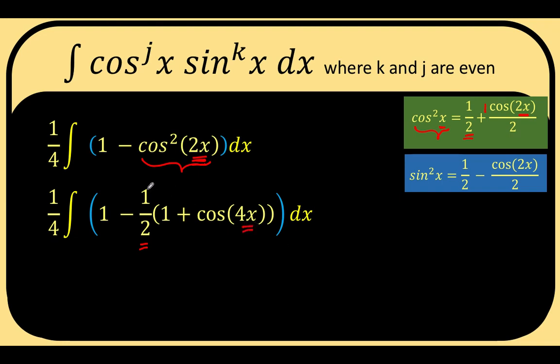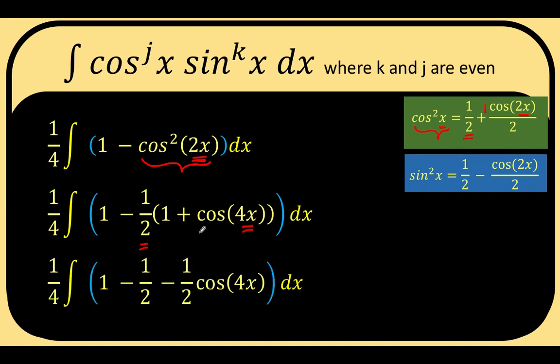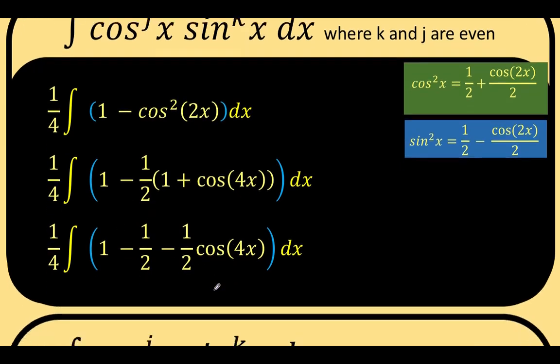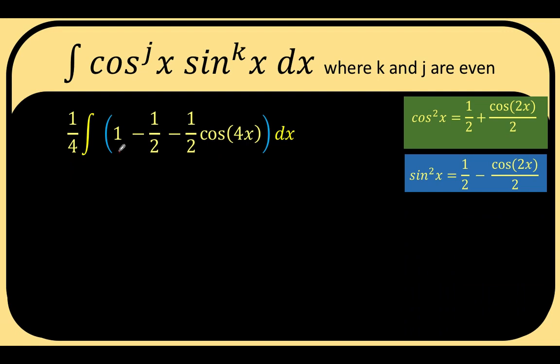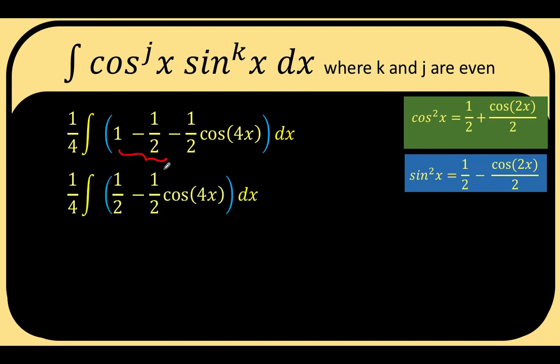Then we can distribute this monomial factor to the binomial terms. So 1/2 times 1 is 1/2. And then this negative 1/2 times cosine 4x is this minus 1/2 cosine 4x. Everything else are just copied. Then we can now add 1/2 minus 1/2 is equal to 1/2. And then just copy this part. And since this is now a form that we know how to find the antiderivative, we now perform the integration.